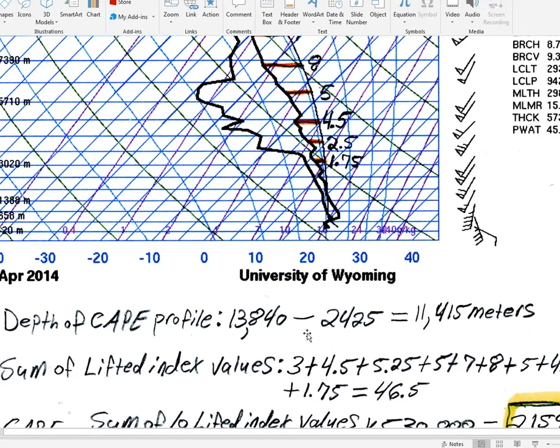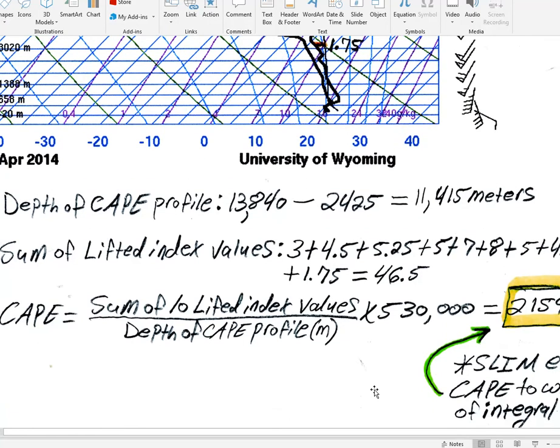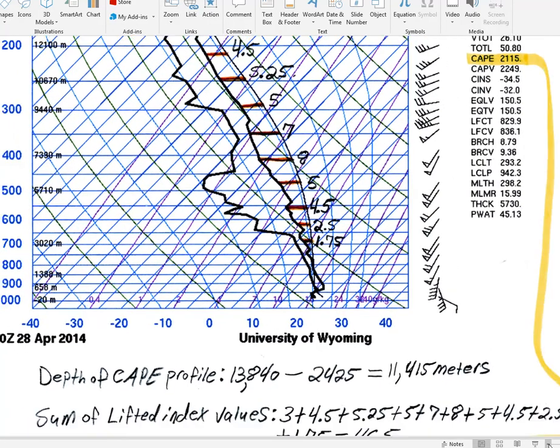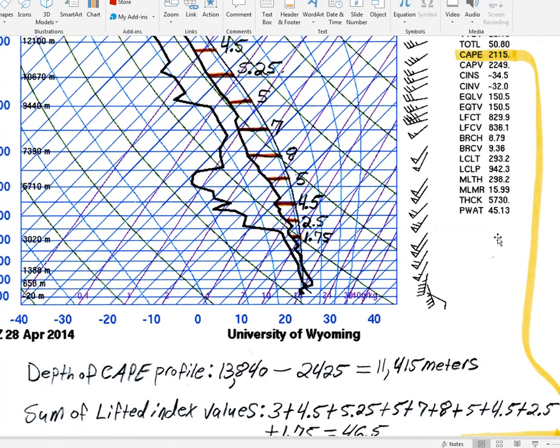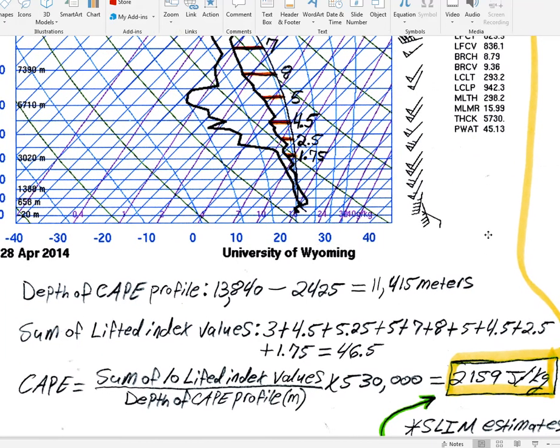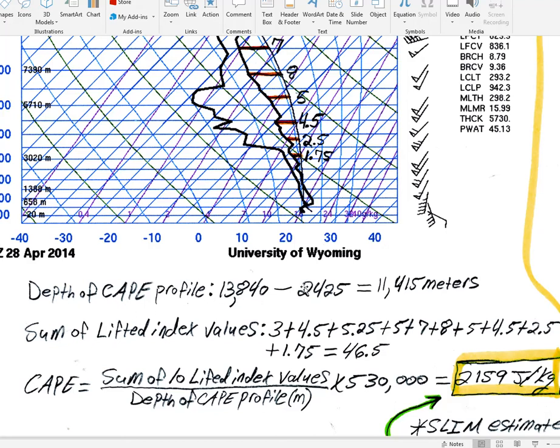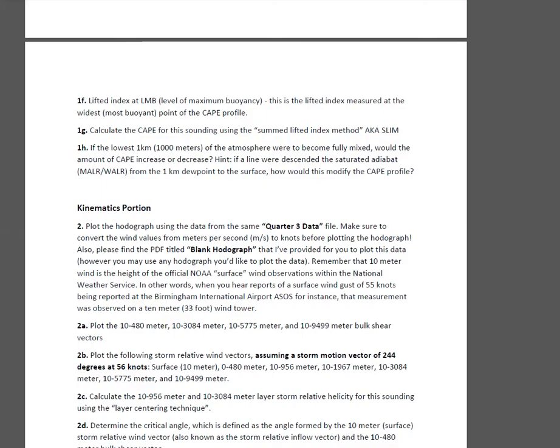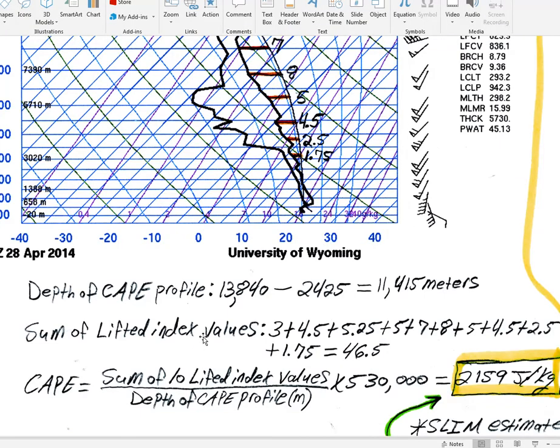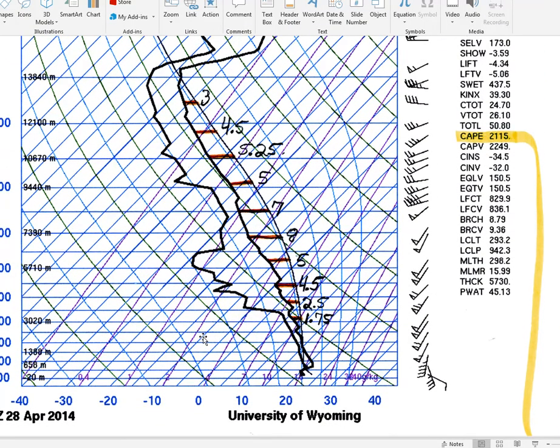Then you're going to use this equation down here. Let me broaden the screen out for you so you can see it all. Still trying to get a feel for this program here. Okay. So yeah, you're going to use this equation. The depth of the CAPE profile is something else you're going to have to know, in meters. It needs to be in meters. And in the file that I gave you, the PNG file, Q3 data image, that's going to have the heights in meters. So you won't even have to do much work to find those.